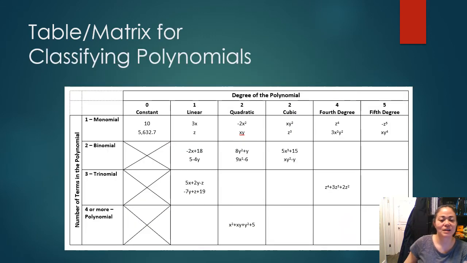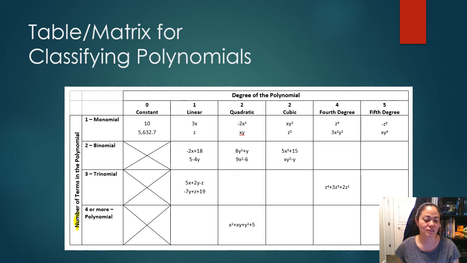Another matrix example or table example is our table that we created in algebra on classifying polynomials. And there's two different characteristics we used to classify polynomials.